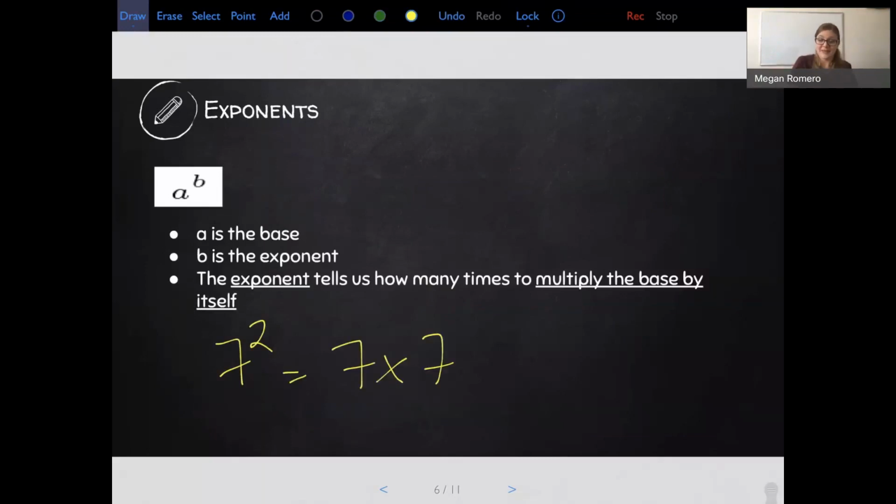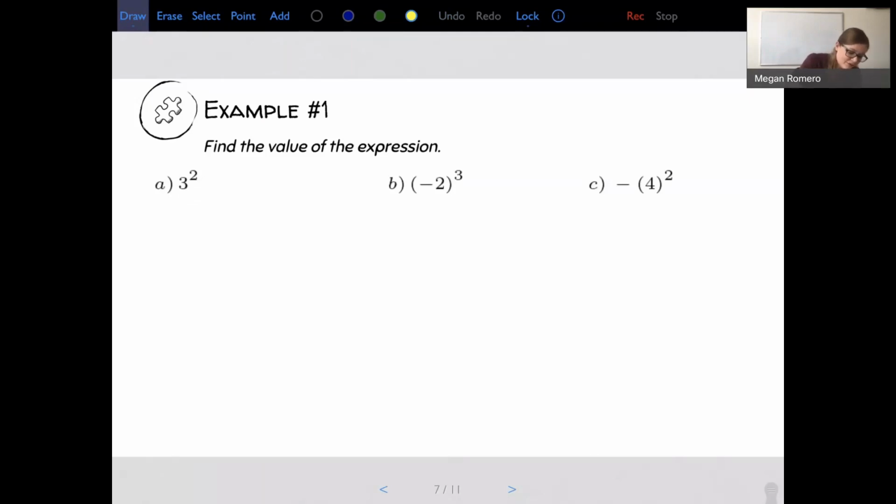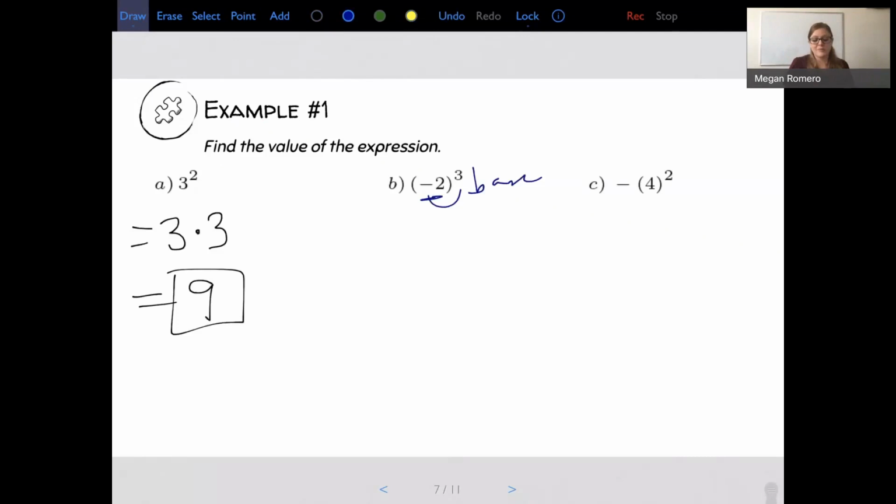How many times do we multiply the base, which is 7, by itself? 2 times, for the exponent. Okay, so just a couple of examples here. 3 squared means 3 times 3, which is 9. For part B, notice that -2 is in parentheses, so this -2 counts as the entire base. So when you apply the exponent, the base you're applying it to is -2. So this is -2 times -2 times -2, and if you multiply that all together, we get -8.